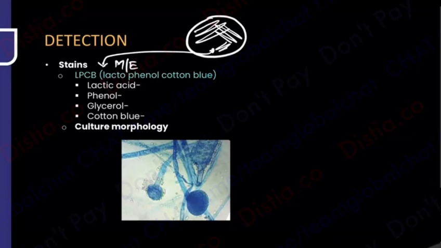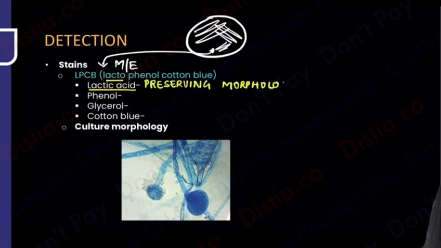What do we need to know about it? So there are, as the name suggests, lacto, phenol, cotton blue. So when I say lacto, means lactic acid has been used. Why has lactic acid been used? Lactic acid is going to help in preserving the morphology of the fungus. Okay, when I say lacto, then next is phenol. So why have we added phenol? I think everyone knows phenol is a disinfectant. Yes, so you want all the other miscellaneous things to be killed. So yes, you're adding a disinfectant along with phenol.